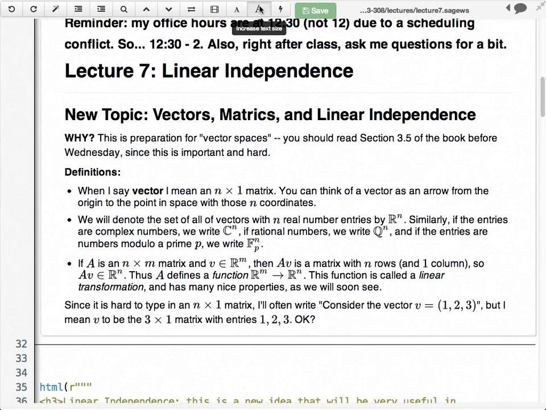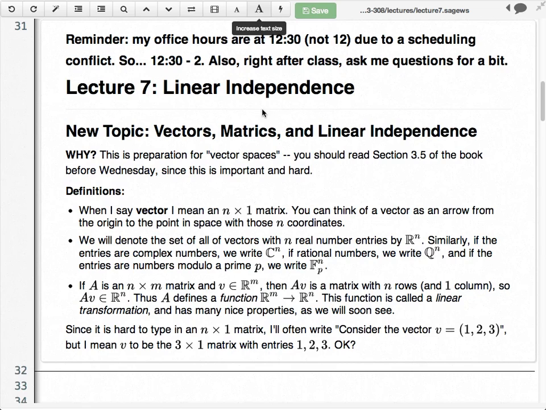Okay, so we're going to start a new topic right now called linear independence.